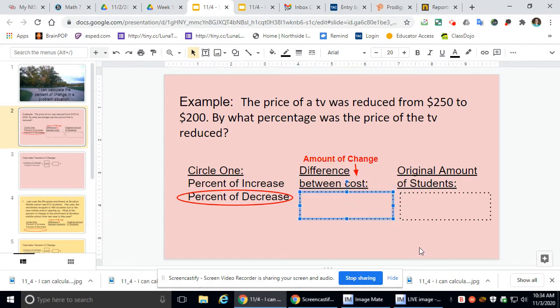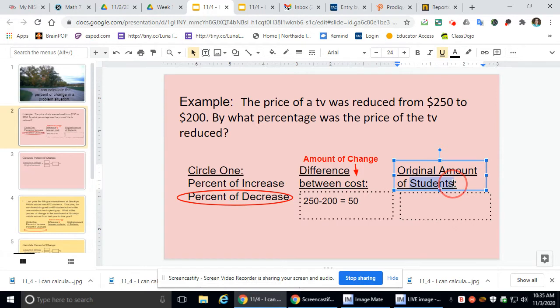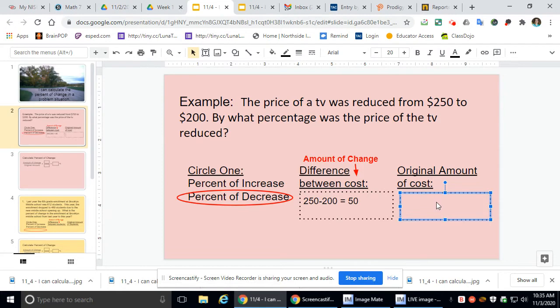So we're going to go ahead and type in 250 minus 200, and that's a pretty easy one. We all know that that's going to be 50. Then we come over here, and this is the original amount of cost. That's what we began with, a cost of $250. So our difference between the costs is our amount of change. It's 50, and the original amount was 250.